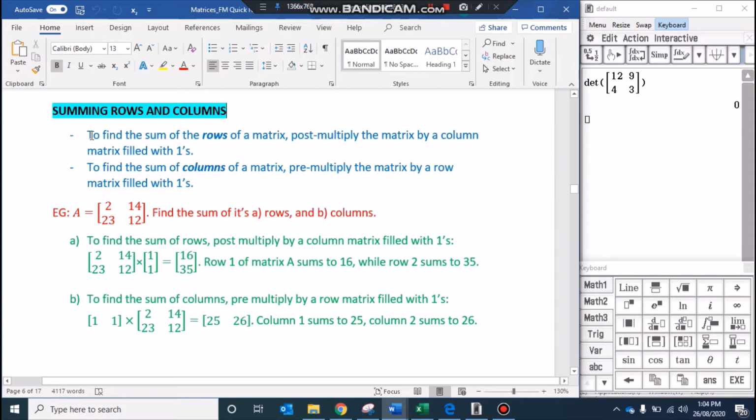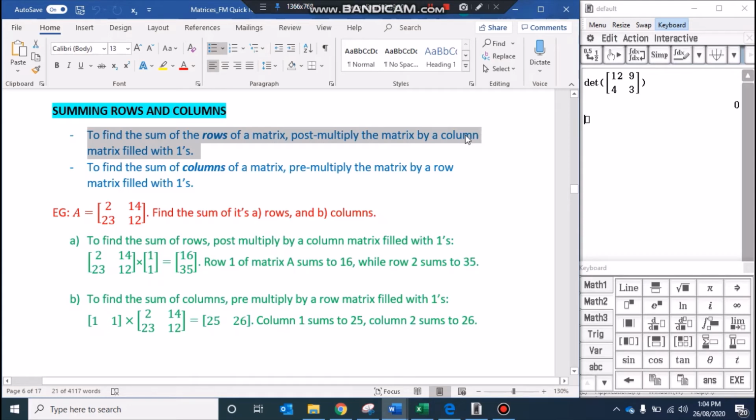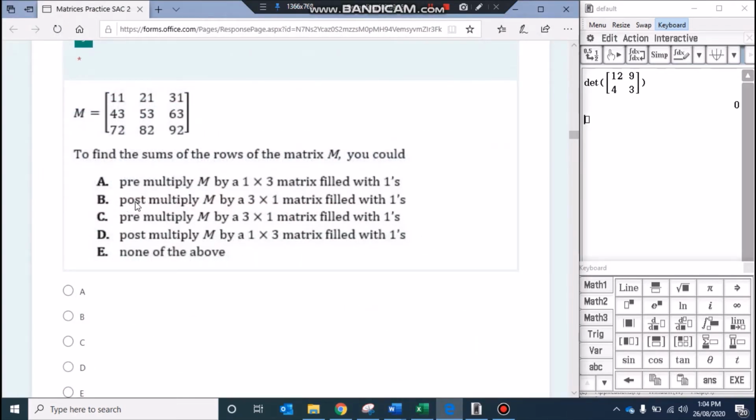So if we want to find the sum of the rows of a matrix, we post multiply the matrix by a column matrix filled with ones. That's exactly what we want to do for this question. So we want to post multiply by a column matrix filled with ones. A column matrix is a matrix that has 3 rows and 1 column. So we're post multiplying M by a 3 by 1 column matrix filled with ones. So option B here.